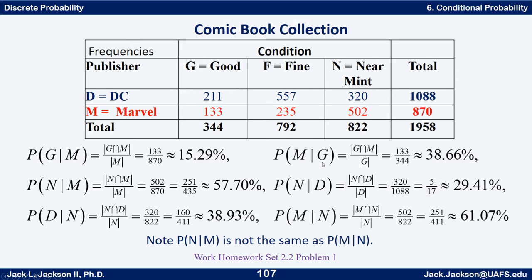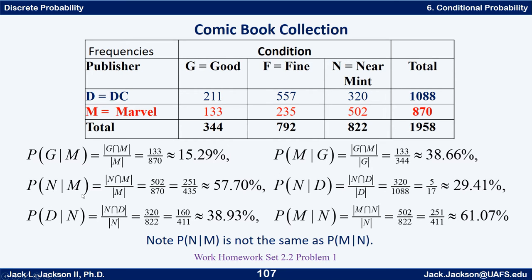How about Marvel given good? Well, now that we're choosing from the good comics, the denominator is the size of the good events, which is 344, and the good intersect Marvel is, again, 133, so that's the numerator. So here we have 133 over 344, or 38.66%. In other words, about 39% of the good comics are Marvel, and about 15% of the Marvel comics are good. Notice, by the way, that those are two different things. The probability of G given M and M given G are not the same.